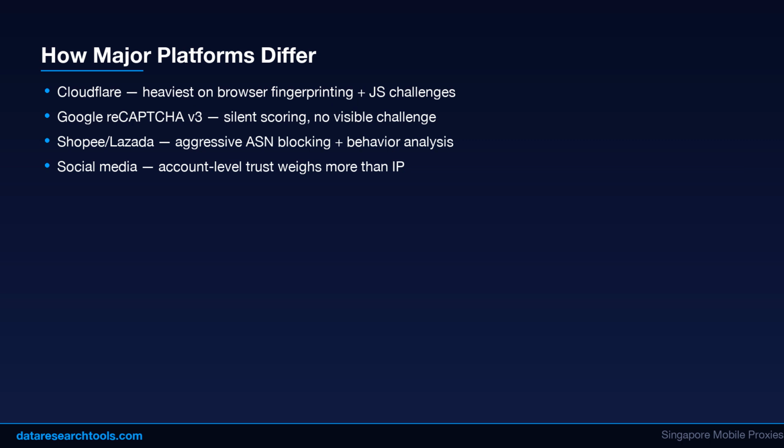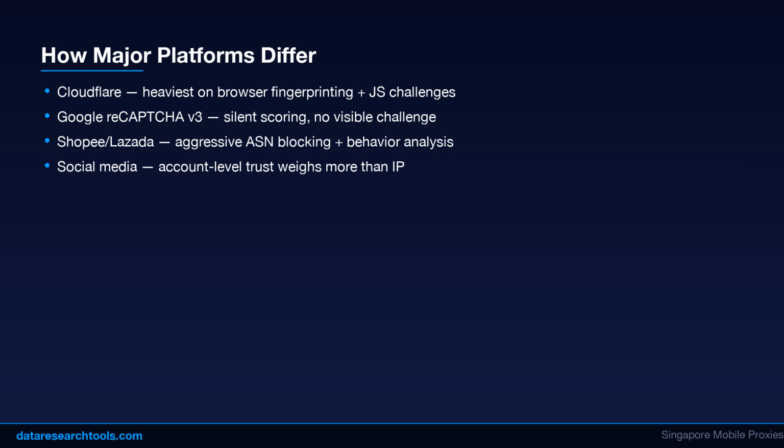Social media platforms run the most sophisticated detection of any consumer platform. They evaluate all three layers, plus additional signals like account history, device consistency over time, interaction pattern evolution, and social graph signals. Mobile carrier IPs are necessary but far from sufficient. The behavioral layer is extremely important.